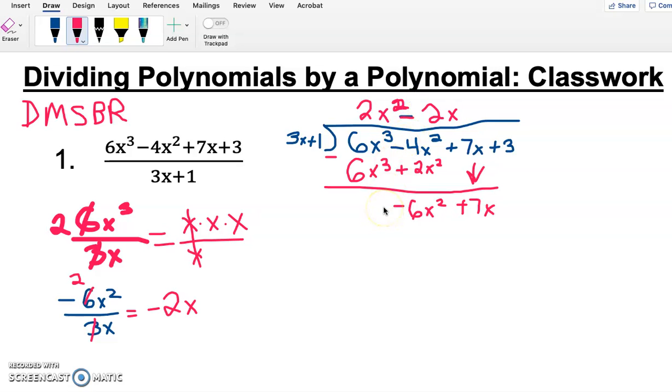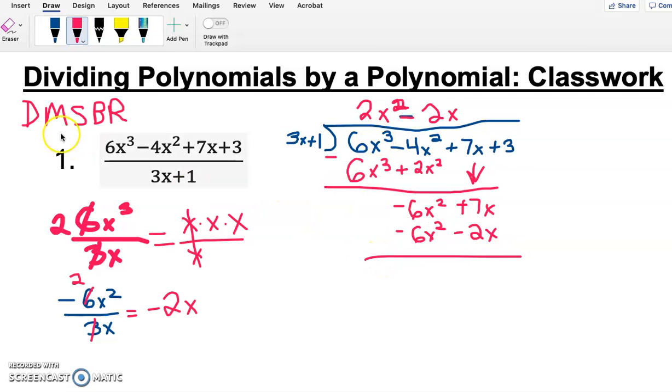All right. And now what's the next step? Yes, we're going to multiply. So negative 2x times 3x, don't forget that negative. Negative 2x times a positive 3x is a negative 6x squared. All right, we're going to get a 0 here. Now, we're going to multiply negative 2x times 1. Just gives us the same.